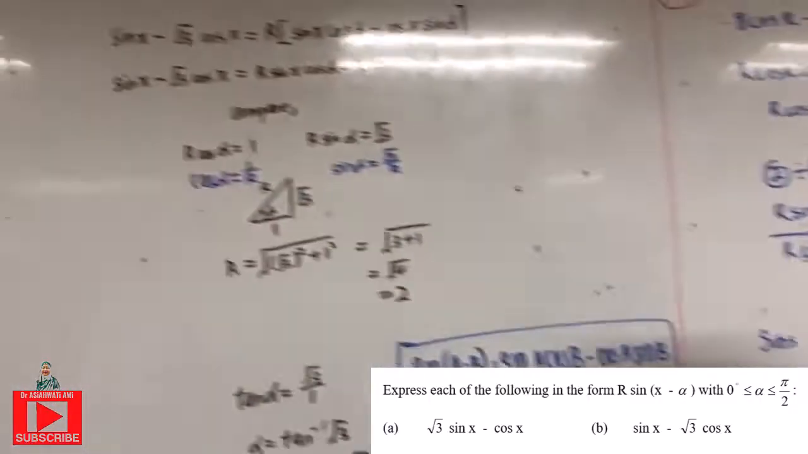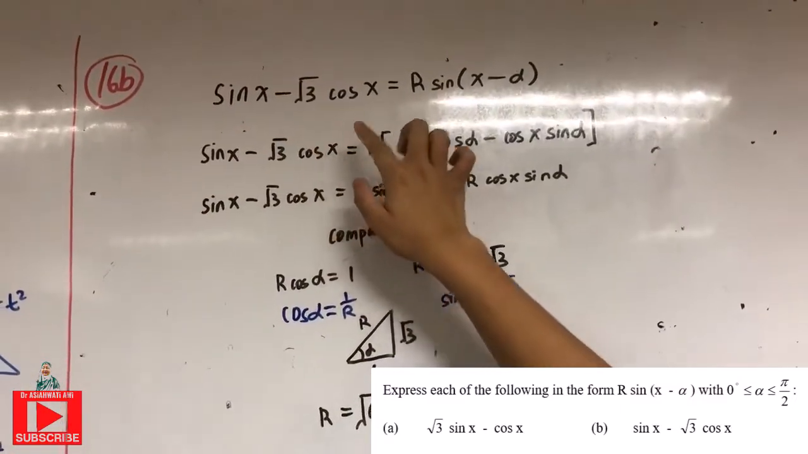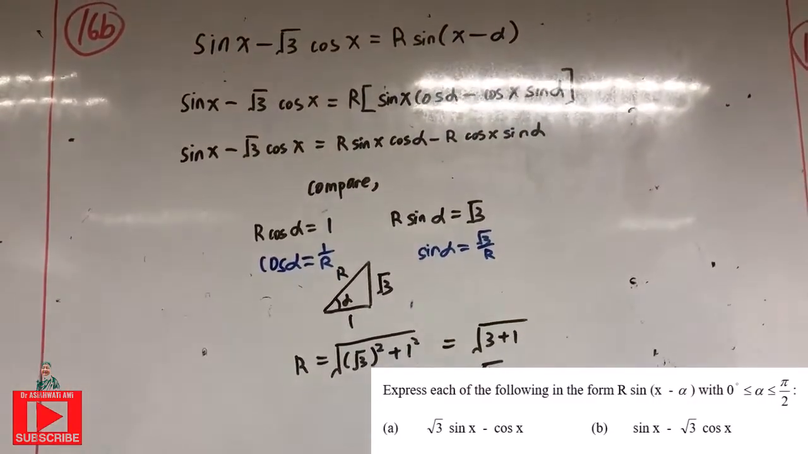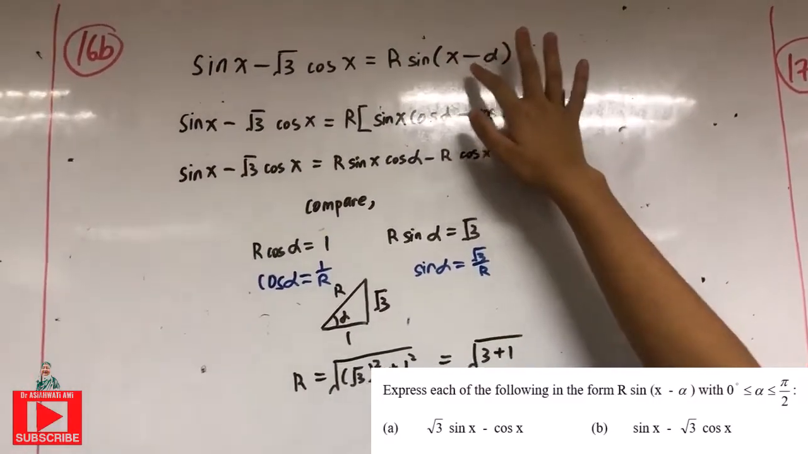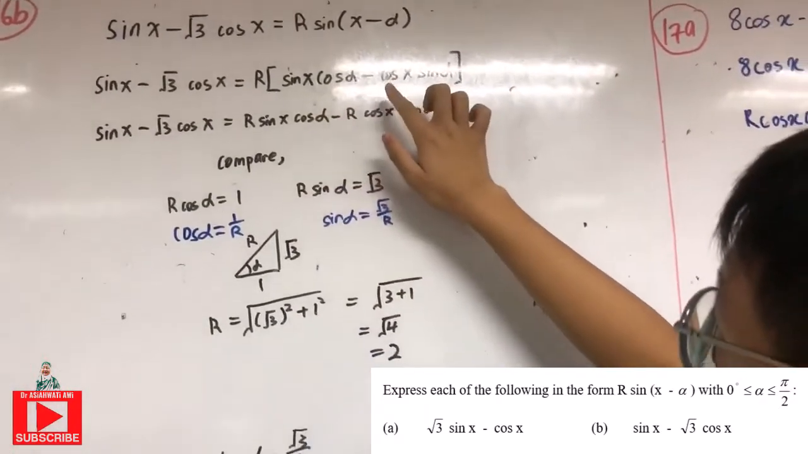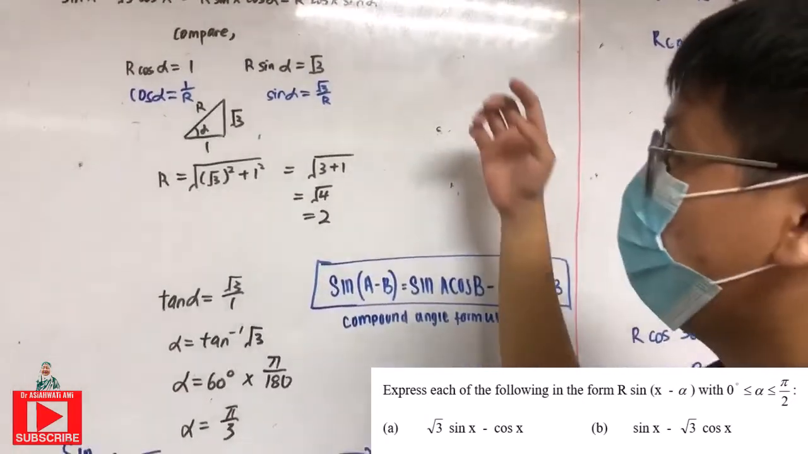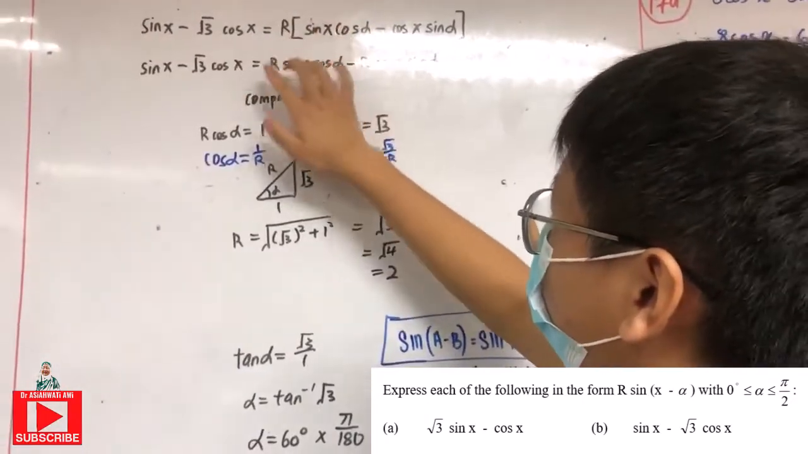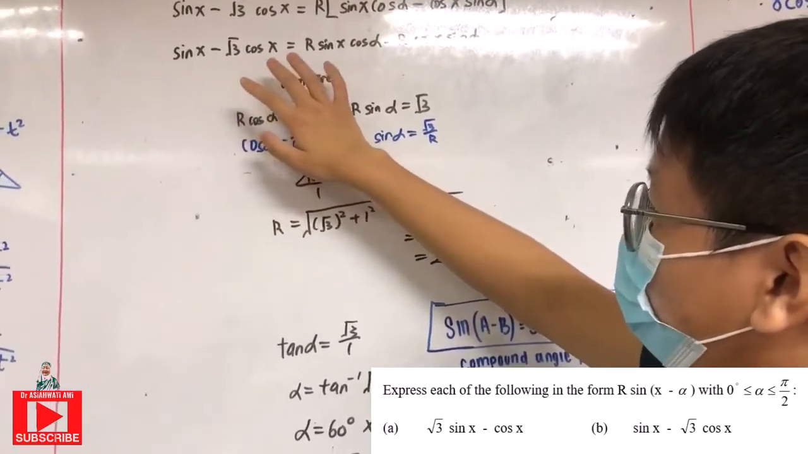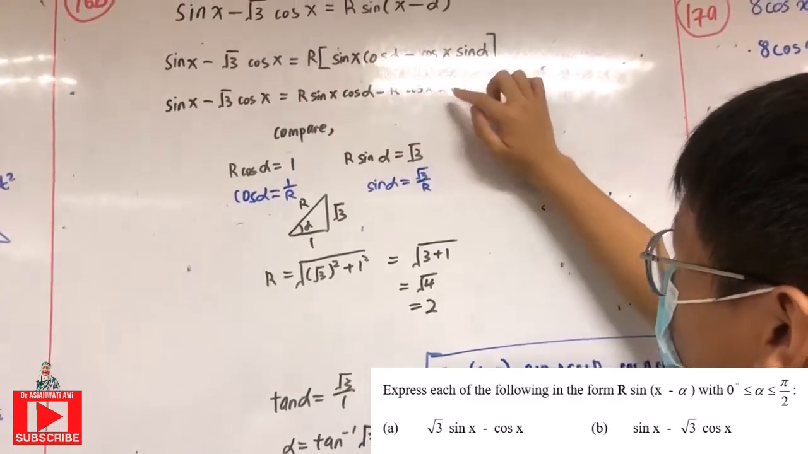Okay, so for question 16b, the question asks us to write sin x minus square root 3 cos x in the form of r sin(x minus alpha). So we know that sin(x minus alpha) we can expand into sin x cos alpha minus cos x sin alpha using this equation. So we times the r into the equation, we get sin x minus square root 3 cos x equal to r sin x cos alpha minus r cos x sin alpha.